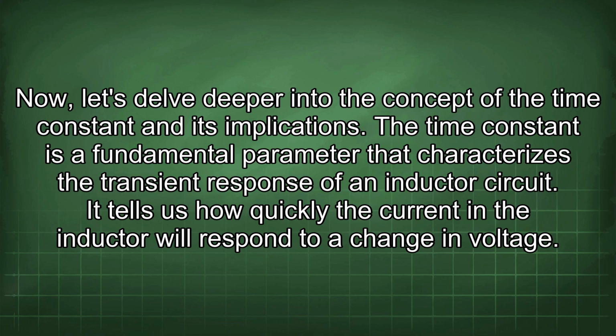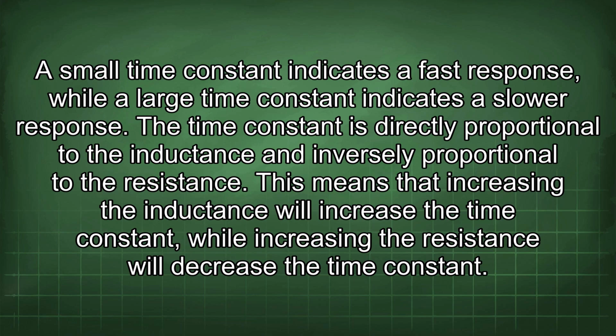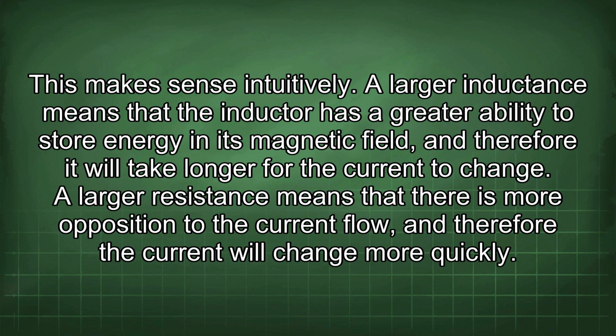The time constant is a fundamental parameter that characterizes the transient response of an inductor circuit. It tells us how quickly the current in the inductor will respond to a change in voltage. A small time constant indicates a fast response, while a large time constant indicates a slow response. The time constant is directly proportional to the inductance and inversely proportional to the resistance. This means that increasing the inductance will increase the time constant, while increasing the resistance will decrease the time constant. This makes sense intuitively. A larger inductance means that the inductor has a greater ability to store energy in its magnetic field, and therefore it will take longer for the current to change.